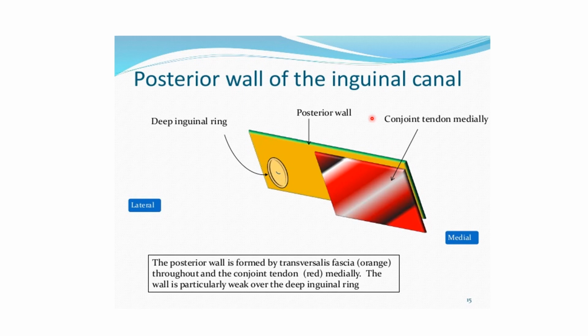So this conjoint tendon is enhancing the posterior wall of the inguinal canal in its medial 2/3. Plus I also told you earlier that from the medial end of the inguinal ligament there is a triangular shaped band extending upward and medially towards the linea alba. That too will enhance the posterior wall of the inguinal canal at the medial end.